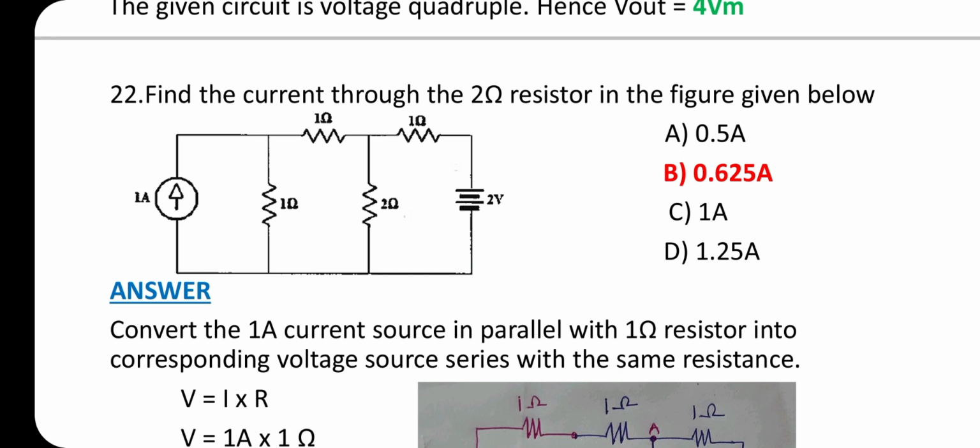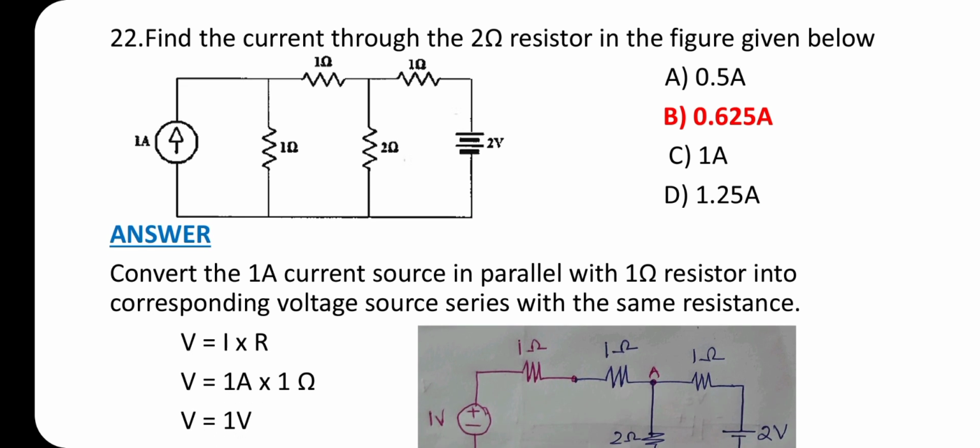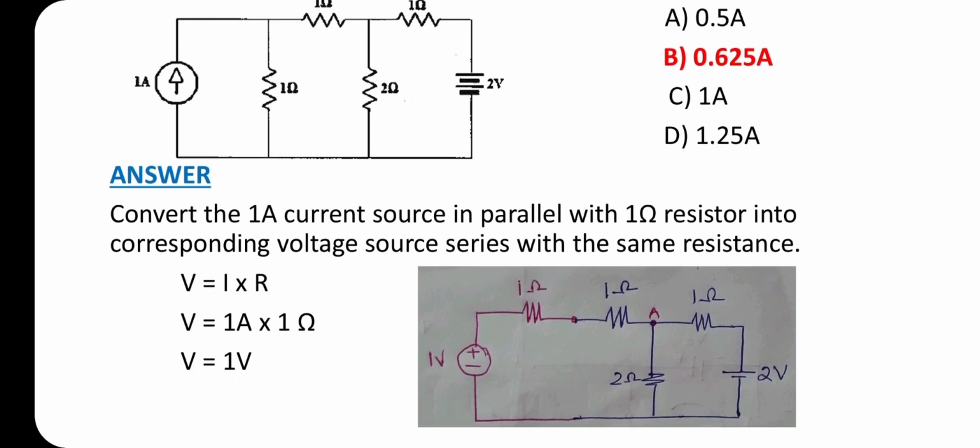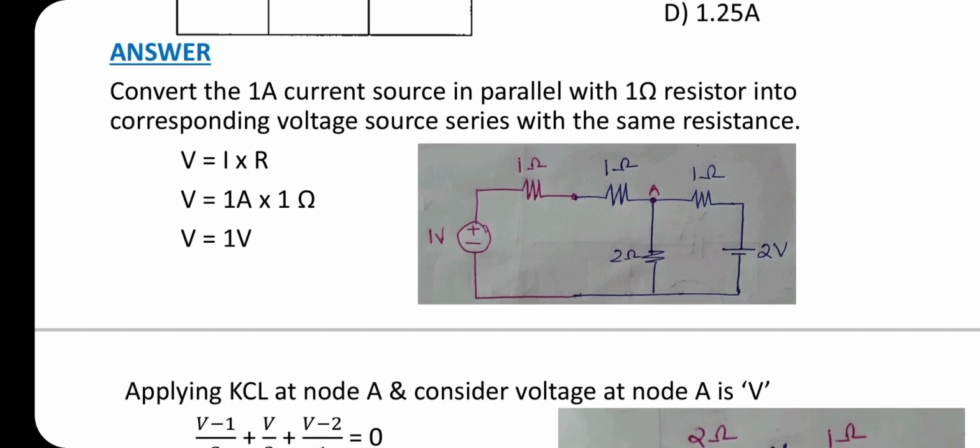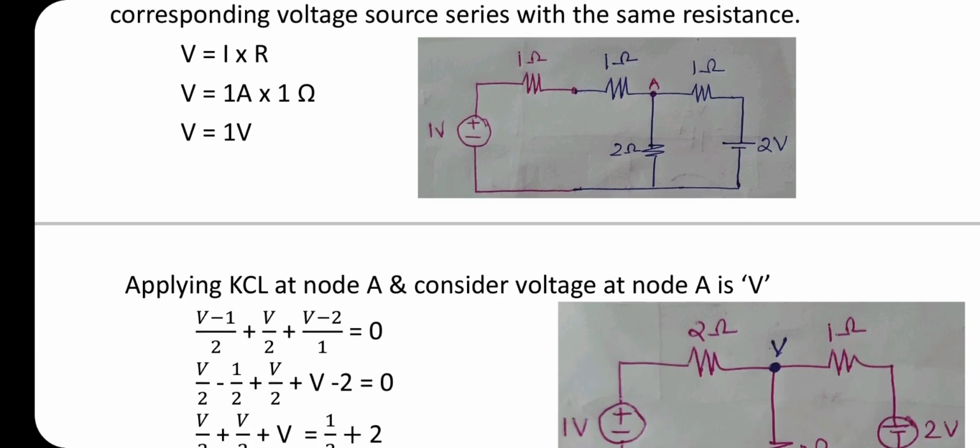We first perform a source transformation on the 1 ampere source with 1 ohm resistance, converting the current source to a voltage source. A voltage source in series with a resistance can be converted into a current source in parallel with the same resistance and vice versa. Here, convert the 1 ampere current source in parallel with the 1 ohm resistor into the corresponding voltage source in series with the same resistance. V equals I into R, V equals 1 ampere into 1 ohm, so the converted voltage is 1 volt.